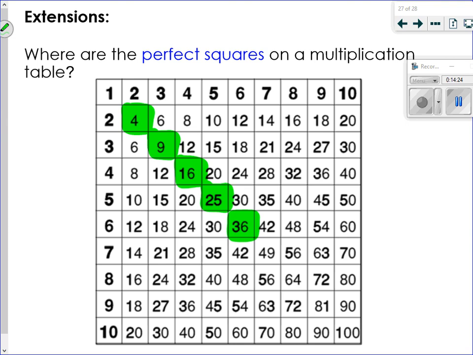Are you seeing a pattern here? 7 times 7 is 49. 8 times 8, 64. 9 times 9, 81. 10 times 10, 100.